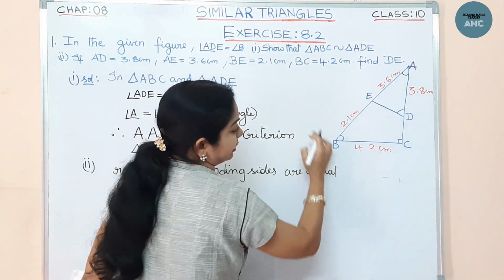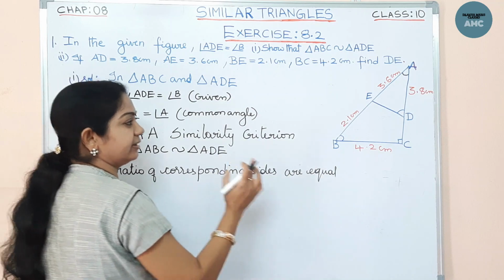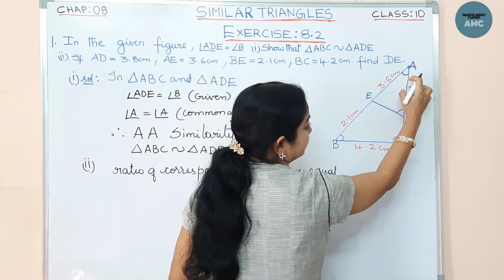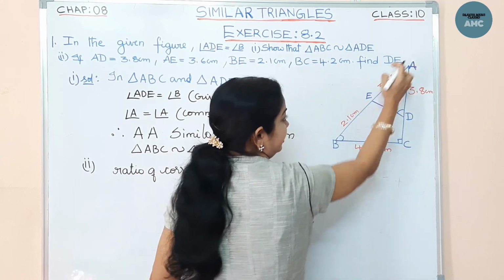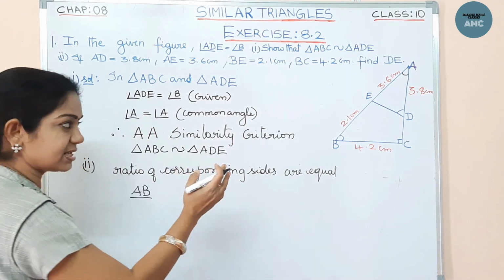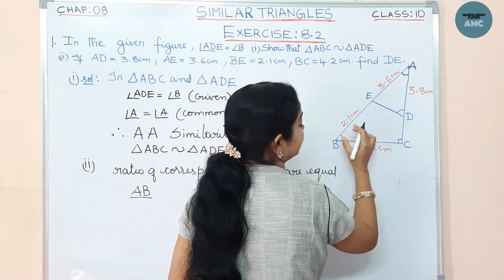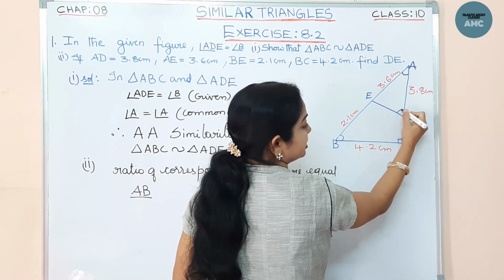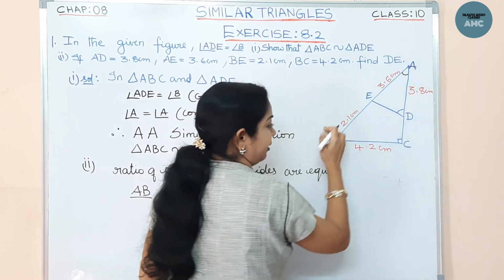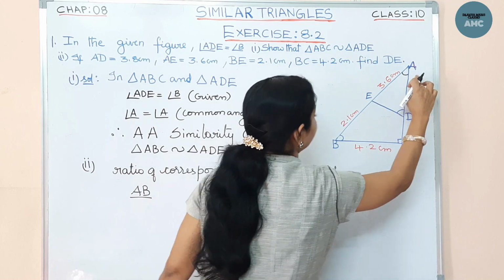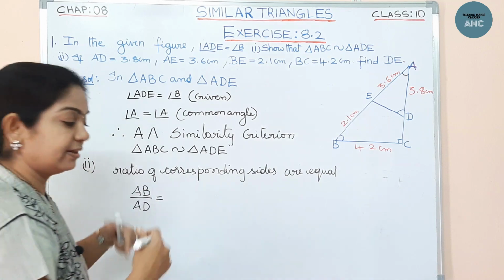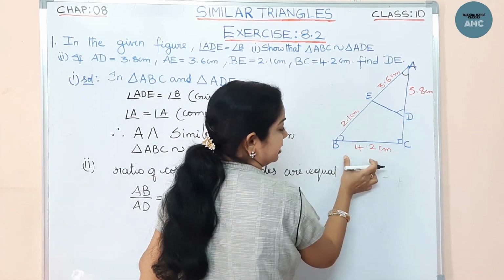Let me take the bigger one first. If you take the bigger one, let me take side AB. The corresponding side in the smaller triangle is AD, because if you see the angle here, this angle and this angle are equal. So for AB, the corresponding side is AD. This ratio must be equal to the next side ratio.